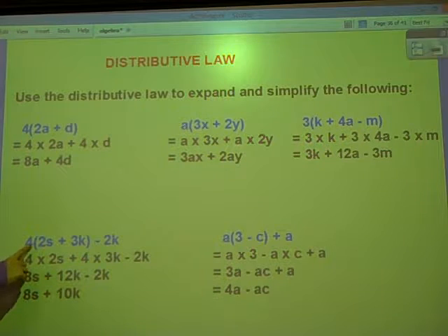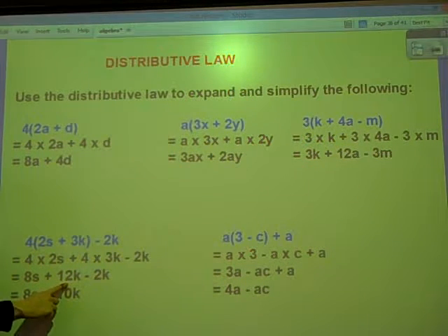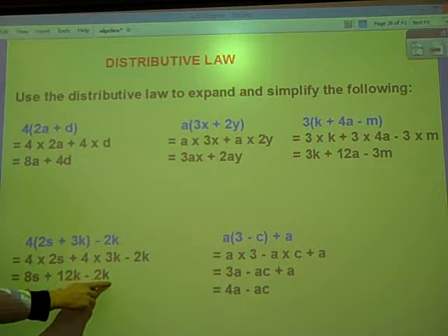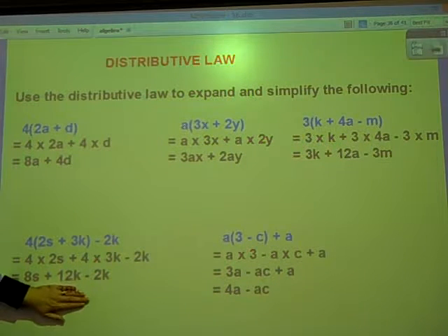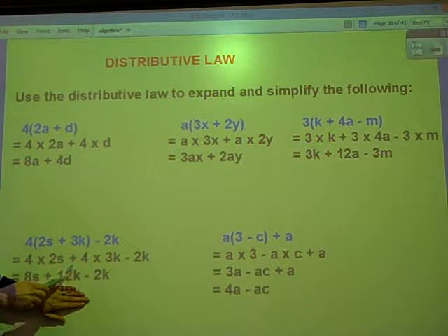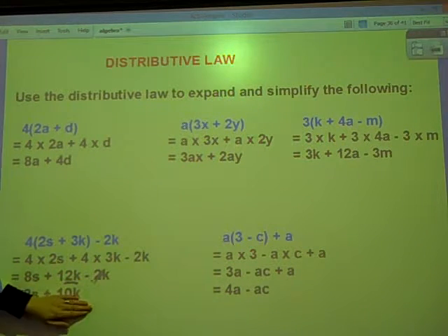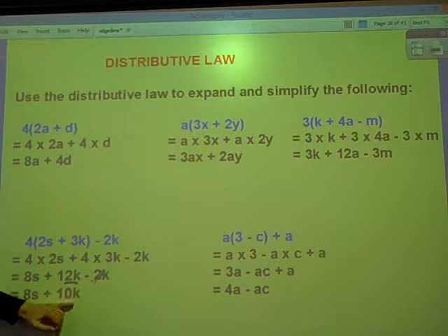So what's 4 times 2s? It is 8s. What is 4 times 3k? It is 12k. Then I still have my minus 2k here. Now, have I got any like terms there? I've got 8s, 12k and 2k. Yes, I do. These 2, that one there and that one there, are alike. 12k take 2k is 10k. So my answer would be 8s plus 10k.